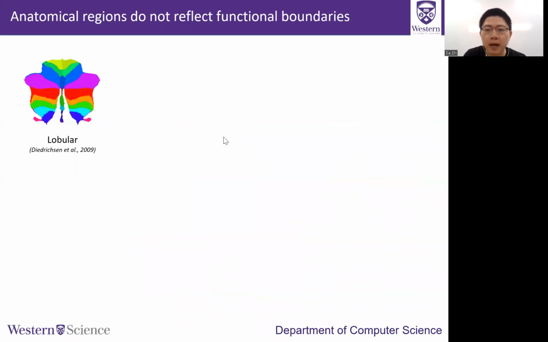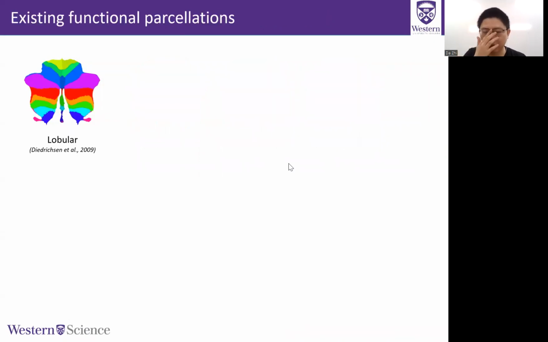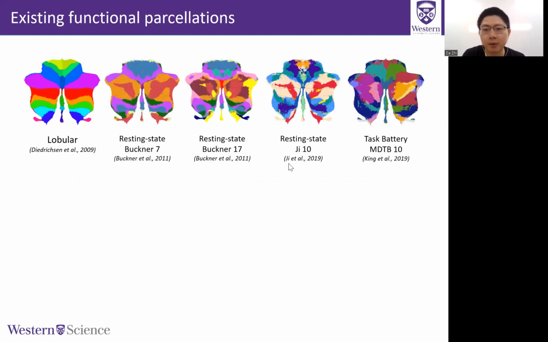But when we use them to map a certain function to a brain region, we find the anatomical parcellations cannot reflect the true functional boundaries. Here I'm taking the cerebellum as an example. If we look at brain activity during different tasks, the activation maps of these tasks fall into very different places, and none of them are aligned with the anatomical boundaries at all. This motivates the use of functional parcellations, and many works have been proposed based on resting-state functional connectivity data or task-based fMRI.